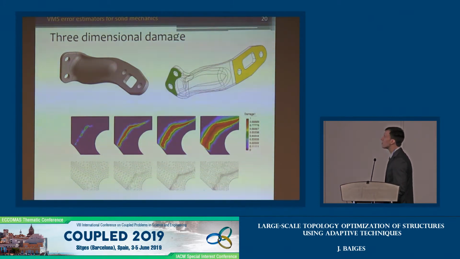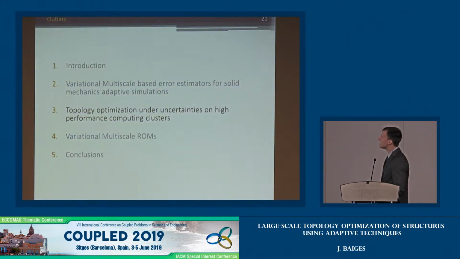Okay? So this is the first ingredient that I wanted to discuss today, and well, it is an efficient error estimator based on the variational multiscale method, which has the advantage of at the same time allowing us to reach the incompressible limit and providing us with an efficient error estimator. The second ingredient I wanted to discuss today is topology optimization under uncertainties on high-performance computing clusters.